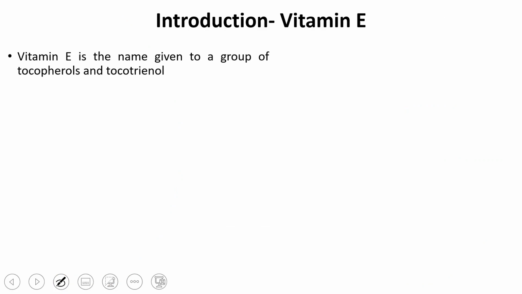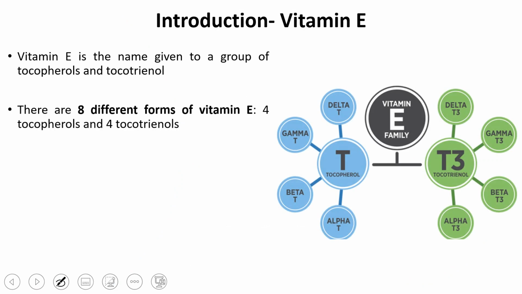If you see the basic chemistry, vitamin E is the name given to a group of compounds where two broad categories come: tocopherols and tocotrienols. This is the family of vitamin E, where we have two broad classes, tocopherols and tocotrienols. Tocopherols have four different categories: alpha tocopherol, beta tocopherol, gamma tocopherol and delta tocopherol.